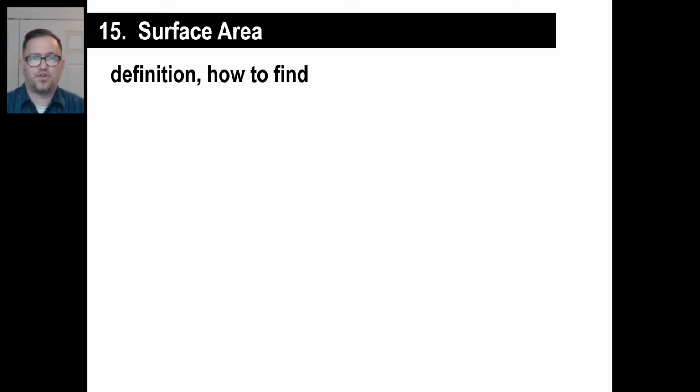Hey y'all, let's take a look at surface area. What is surface area? It's basically the area of every surface that you're asked to find. Some of these shapes are kind of weird, but every single one of them, just so you'll know, is a combination of either a rectangle, a triangle, or a circle, or a couple of those, or all three sometimes.